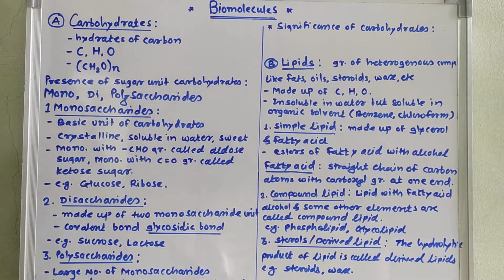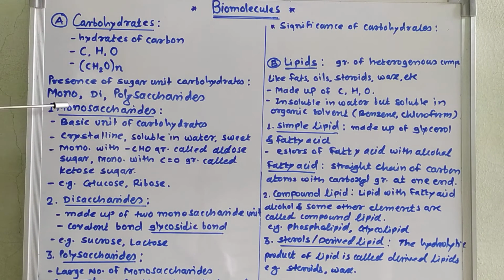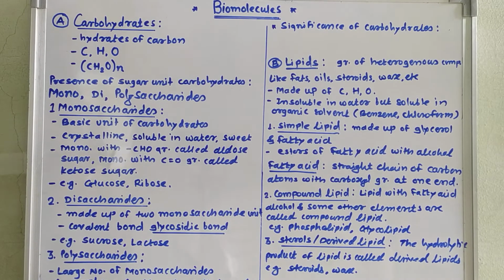Now we study the classification of carbohydrate. The carbohydrates are classified into three types on the basis of the number of sugar units: monosaccharide, disaccharide and polysaccharide. Now we study in detail one by one. First, monosaccharide. The monosaccharide is the basic unit of complex carbohydrate.